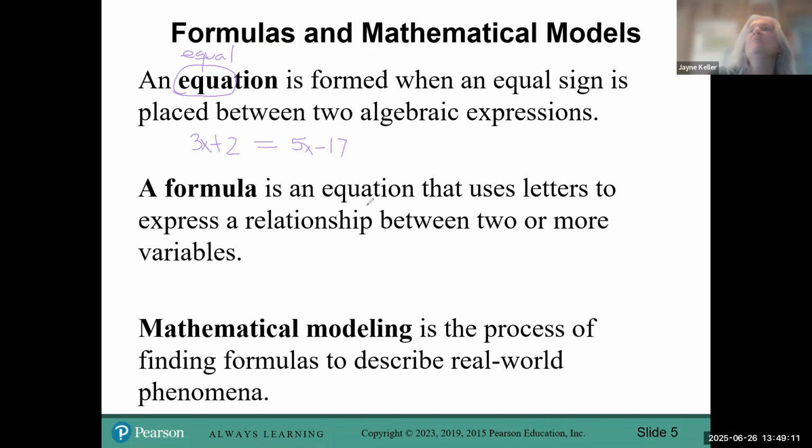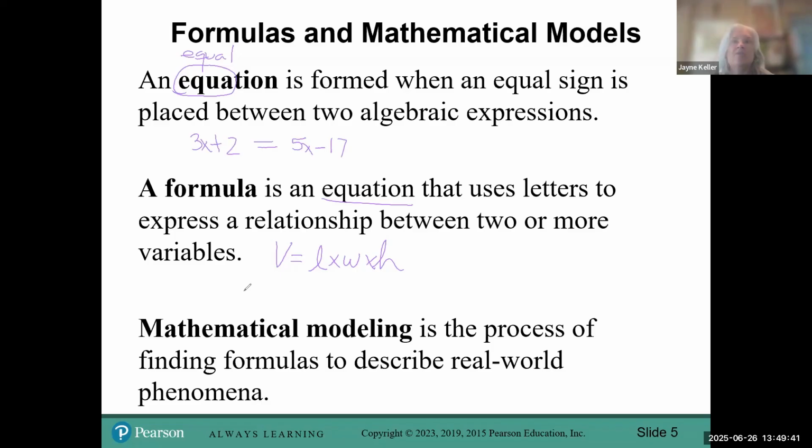A formula is a special type of equation. It has two or more variables. So let's see, volume we know is length times width times height. So we actually have 1, 2, 3, 4 variables. This is a formula. With a formula, as long as I know all but one of the variables, I can plug in all the other variables and I can solve for the missing variable.